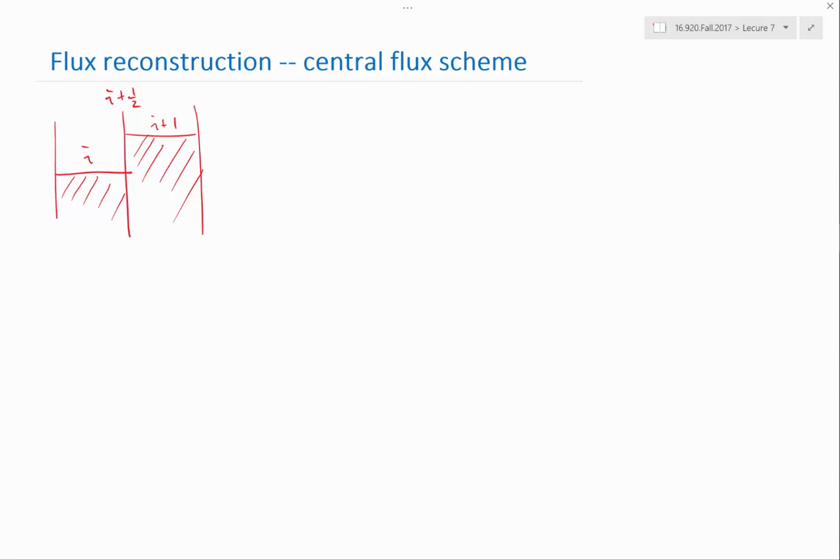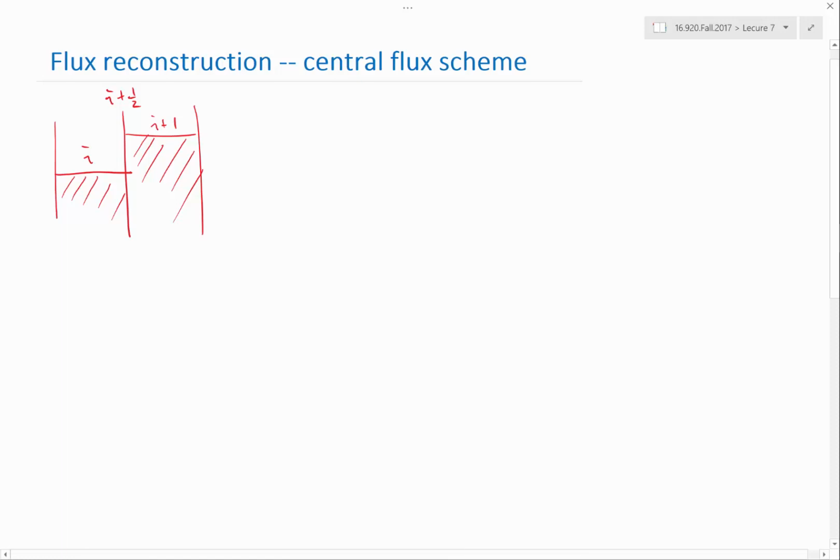The most straightforward way of reconstructing the flux: let's look at a particular interface, I plus half, and I have a cell average I here and a cell average I plus 1 here. And remember, we don't have the value of the function. We only know the cell averages, right? Okay, so the simplest way to do it is let's just do Taylor series expansion again, right?